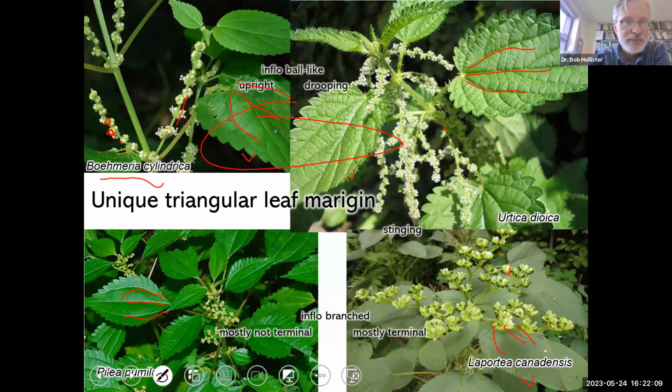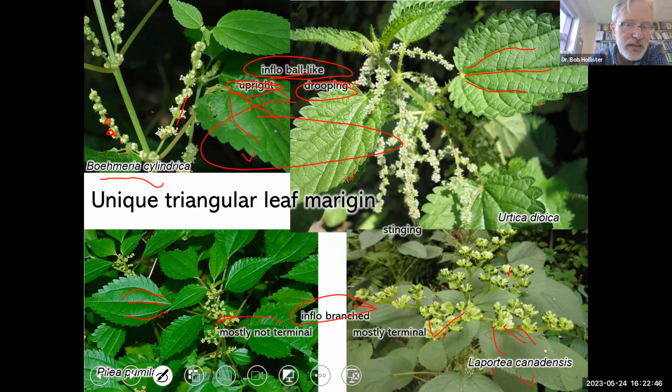So these 2 are stinging. These 2 are non-stinging. Boehmeria and Pilea are non-stinging. Urtica and Laportea are stinging. And then we've got a string of balls that droop. So the inflorescence is ball-like and drooping versus upright. Make the distinction here. And then the 2 bottom ones, we've got branched inflorescence. The inflorescence is branched for both of these.